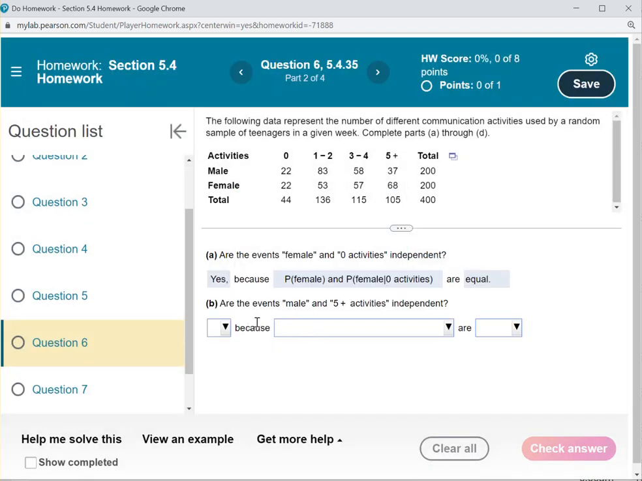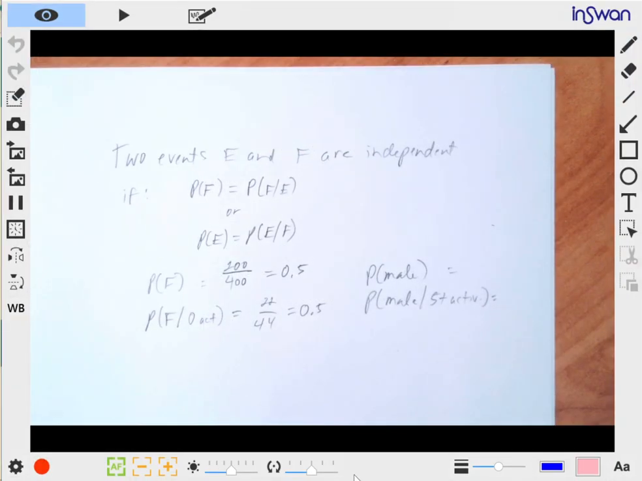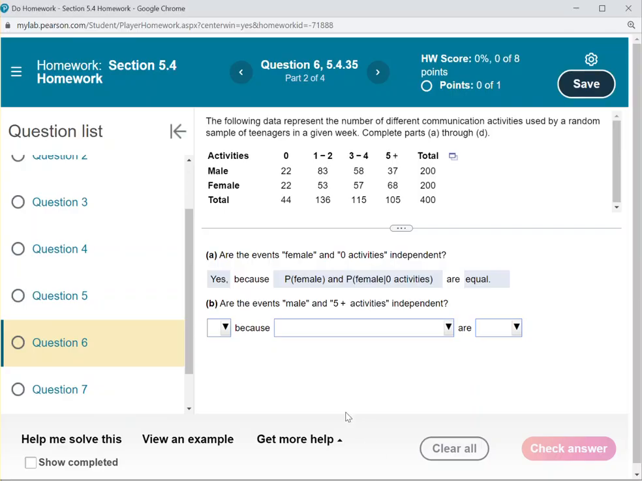All right. Are the events male and 5 or more activities independent? Well, here we have to find the probability of being male, and then also the probability of being male given 5+ activities. So let me just show you my screen. So we've got to find the probability of being male and the probability of being male given that we're restricting ourselves to the people with 5+ activities. We want to see if these probabilities are the same. So let's go ahead and check that.